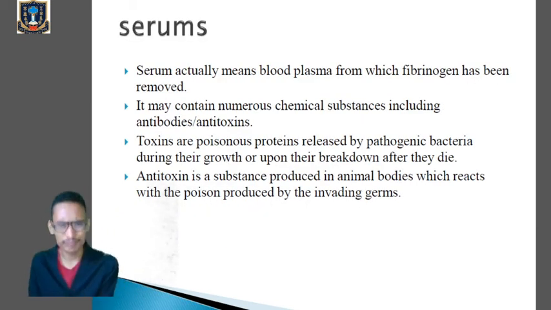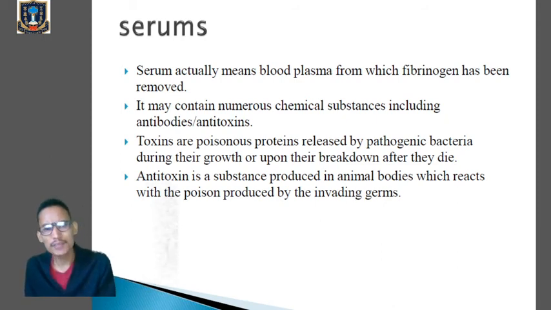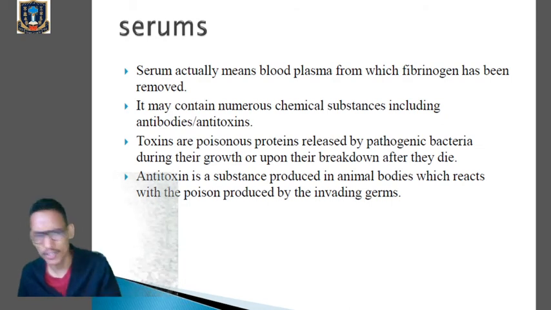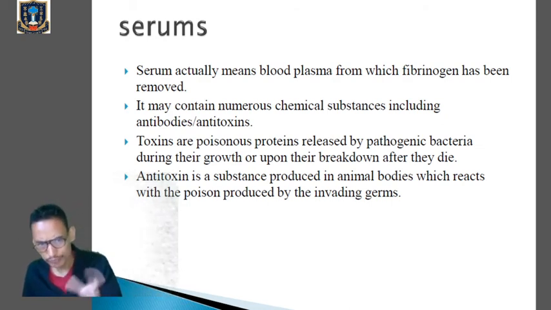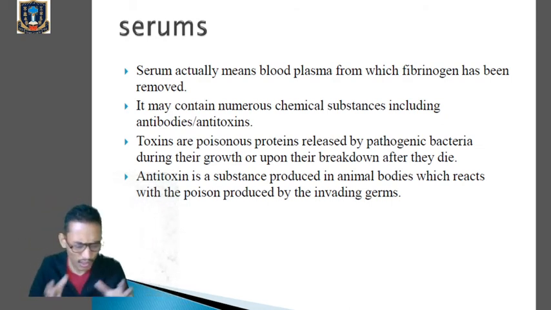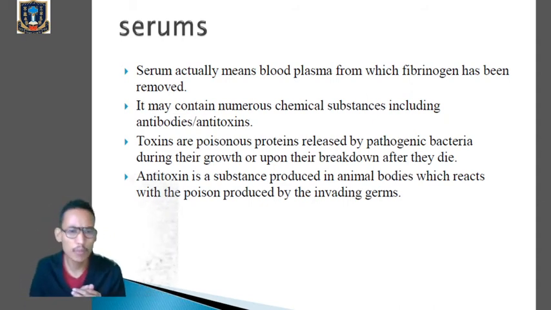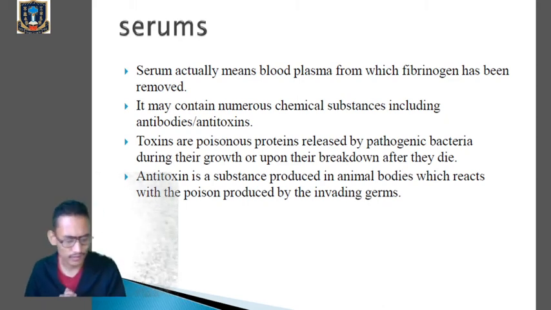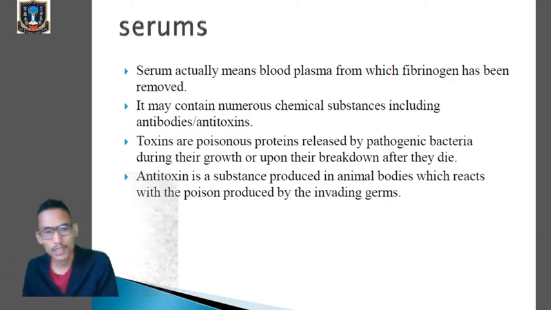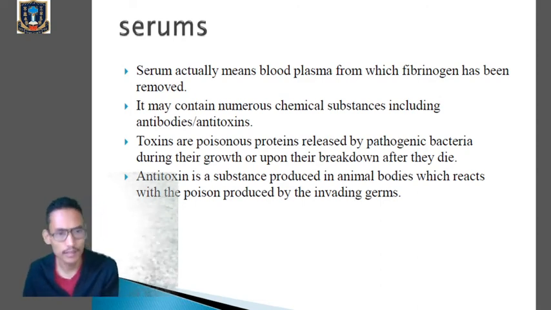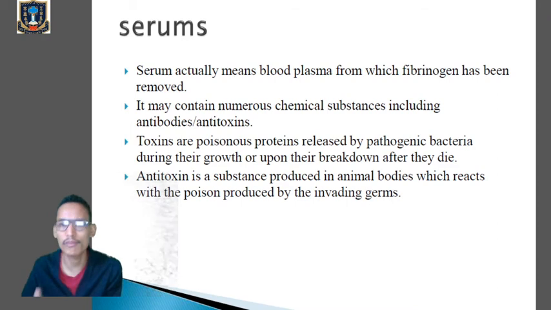Now what is serum? Serum actually means the blood plasma from which the fibrinogen has been removed. What is fibrinogen? It is mainly used in the process of blood clotting. So that blood plasma from which the fibrinogen has been removed is called serum, and it contains antibodies, or we can say antitoxins. Now what do you mean by toxins? Toxins and antitoxins we have already learned in the chapter Human Health and Diseases. So we are familiar with this topic.